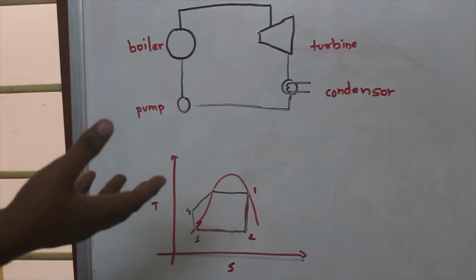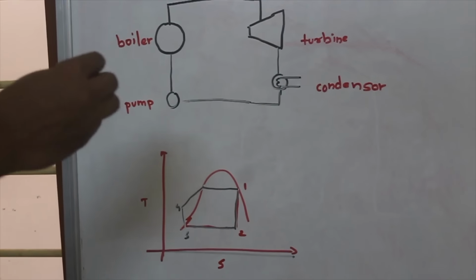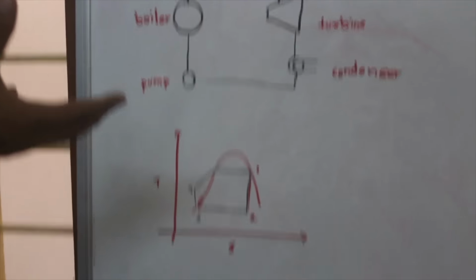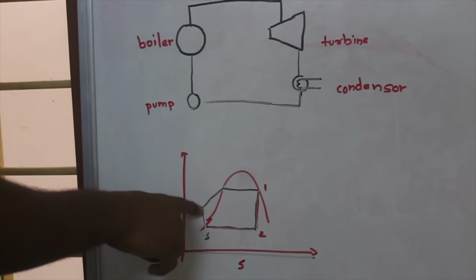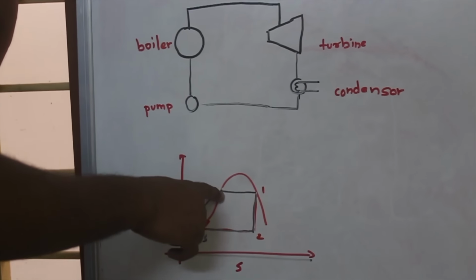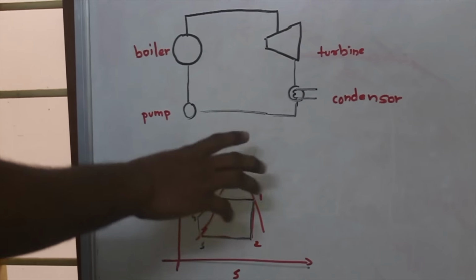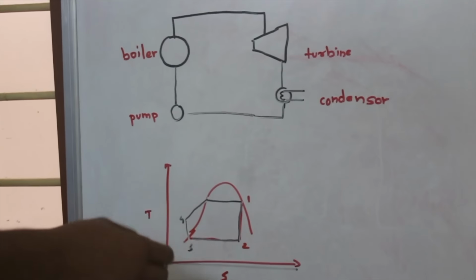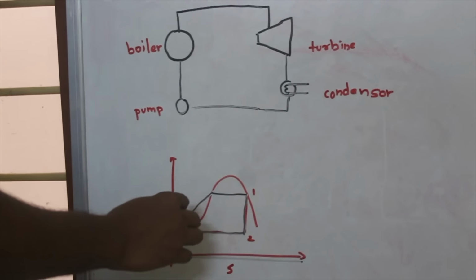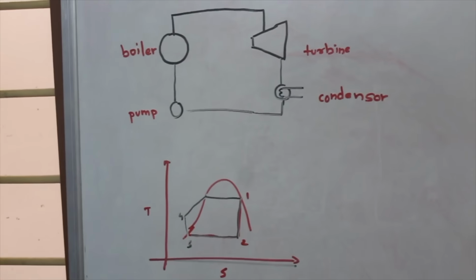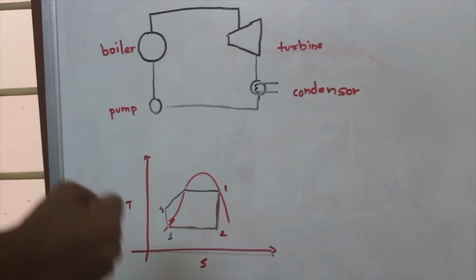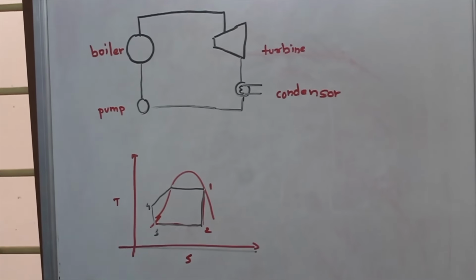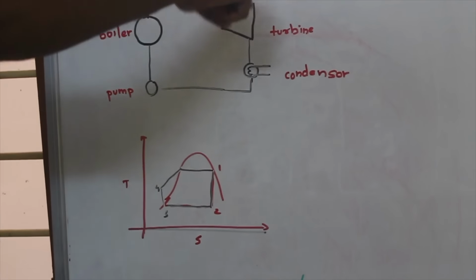So at the boiler, what happens? Initially, the temperature of the water will increase, and from 4 it will reach a point here. At this point, the water makes a change to steam. At point 1, the entire water has changed to steam. So now we have fully steam, with no water present. That steam will be supplied to the turbine.